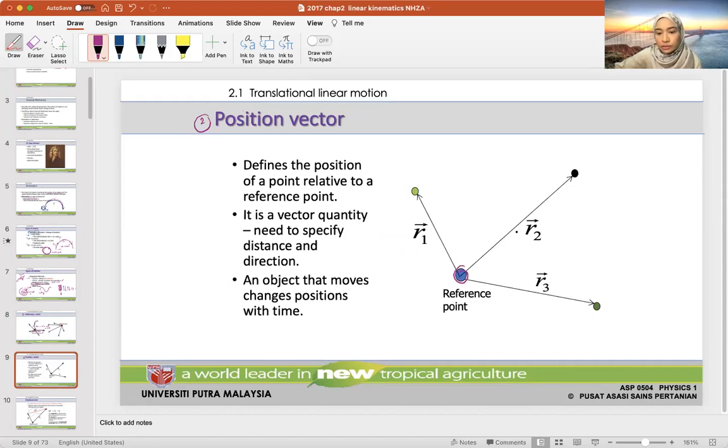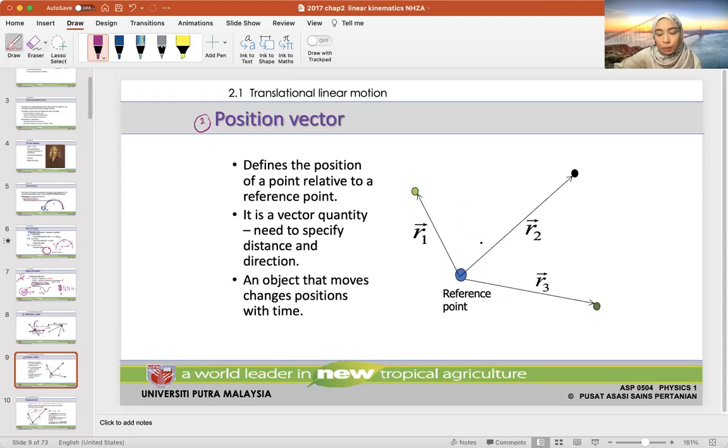So Abu moves 5 kilometer towards north. Oh sorry, kita tak nak pakai north kat sini. Nak cakap lain. Sorry. Scratch that example.